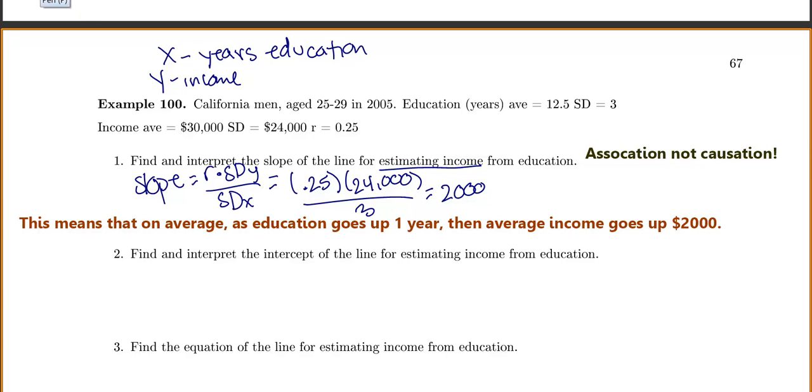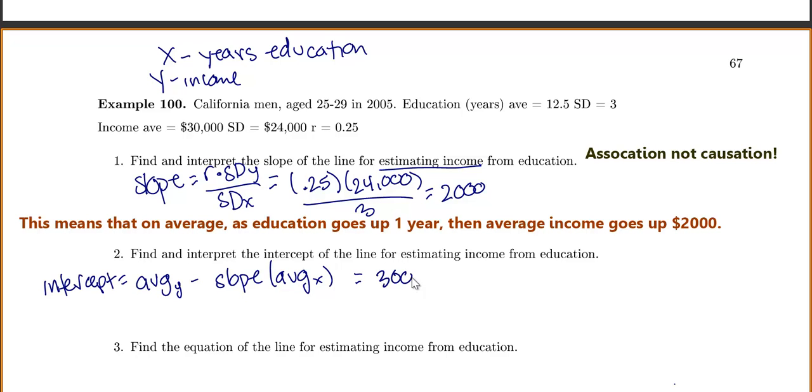Next, find and interpret the intercept of the line for estimating income from education. The intercept equals the average of y minus the slope times the average of x. The average of y is 30,000 minus our slope of 2,000 times the average of x, which is 12.5. This gives us 5,000.